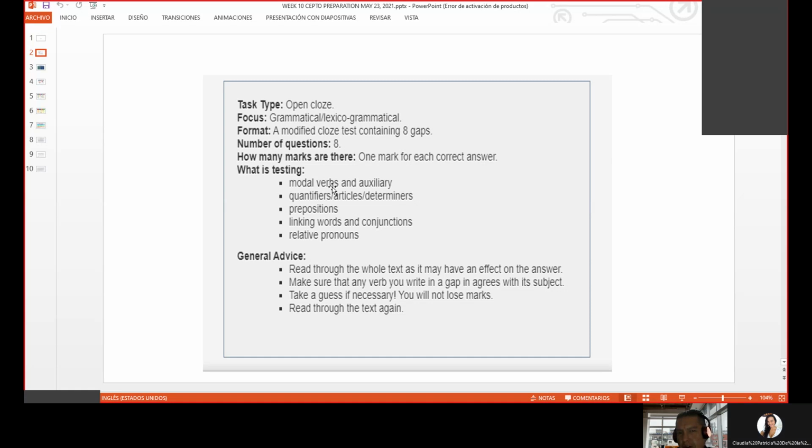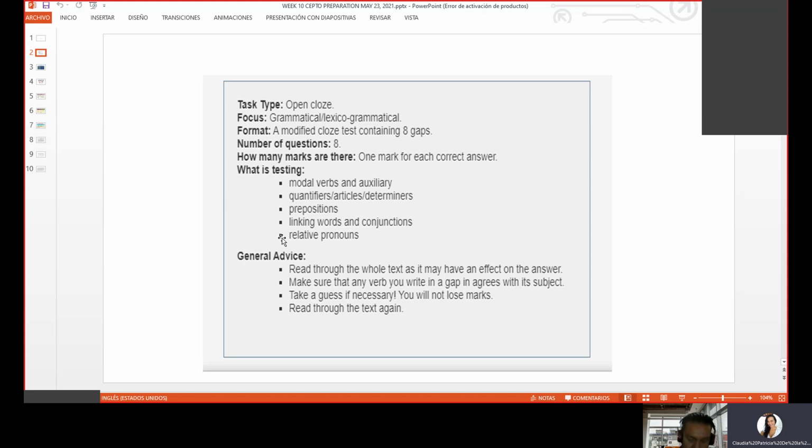You already know about them, so I'm not going to give you a very detailed explanation, but I'm just going to give you a refresher of what each of these is, okay? So modal verbs and auxiliaries, quantifiers, articles and determiners, prepositions, linking words and conjunctions, and relative pronouns.